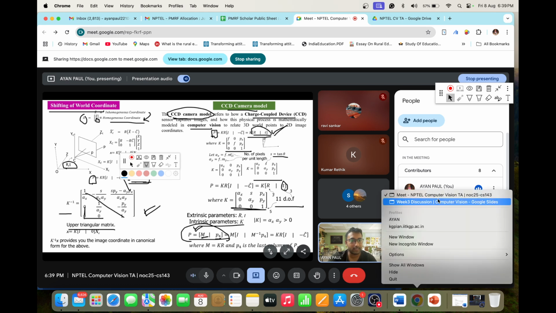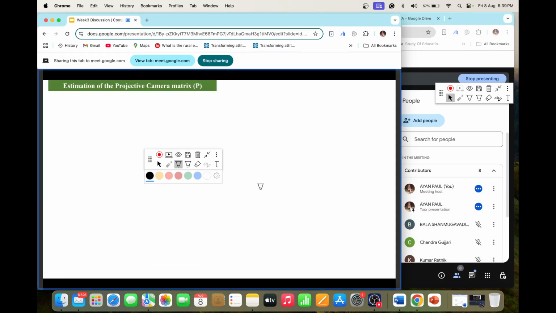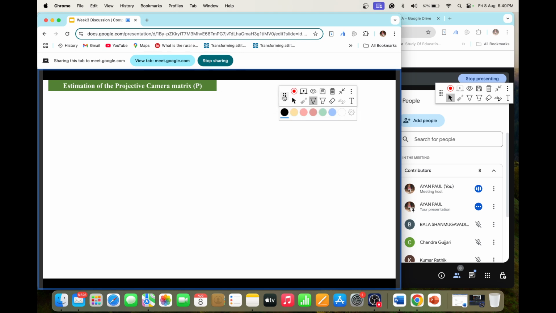Now let's discuss the next thing: estimation of the projection matrix. I have told you about the projective matrix. How many degrees of freedom do we have? We have 11 degrees of freedom. There are 12 elements in total, but one is for scaling. 5 are for intrinsic, that is the camera calibration matrix, and 6 for extrinsic, that is rotation as well as translation: 3 for rotation, 3 for translation.